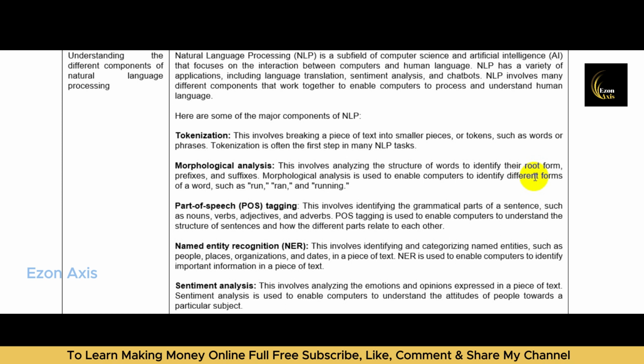Next, sentiment analysis. This involves analyzing the emotions and opinions expressed in a piece of text. Sentiment analysis is used to enable computers to understand the attitude of people towards a particular subject.